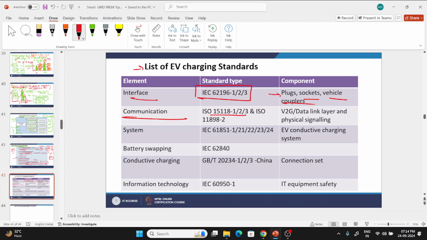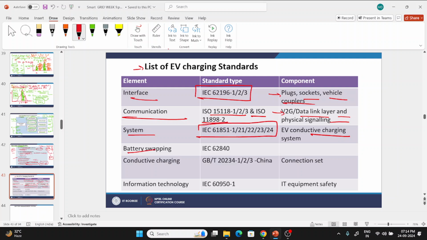For communication, the standards are ISO 15118-2/-3 and ISO 118982. This is for the vehicle-to-grid data link layer and physical signaling. For EV conductive charging systems, there are various IEC standards.